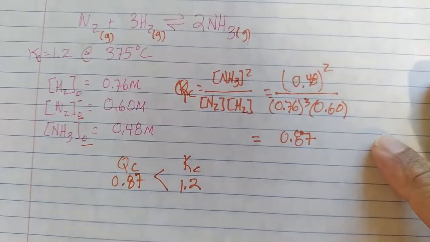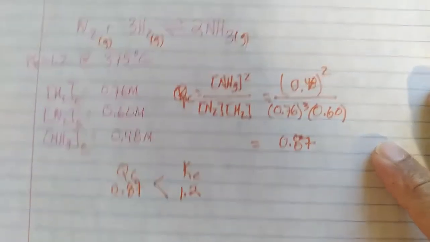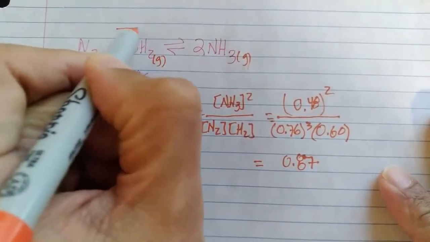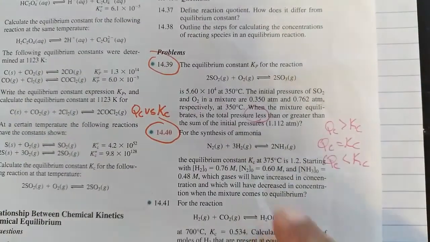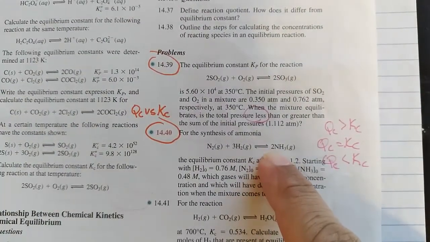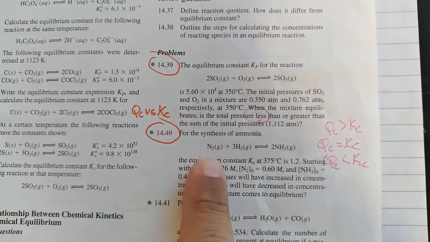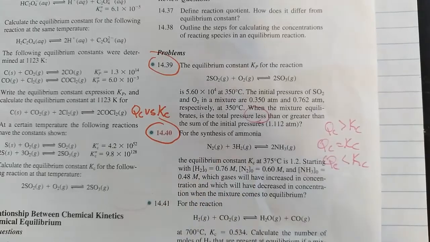The alligator jaws point to the right-hand side. They point to the product side. So we're not at equilibrium. The reaction is going to shift to the right, to the product side. So what will increase in concentration? Because the reaction shifts to the right, we will have an increased concentration of NH3 and a decreased concentration of nitrogen gas as well as hydrogen gas.